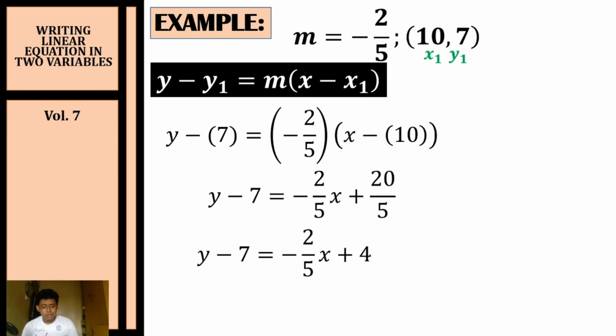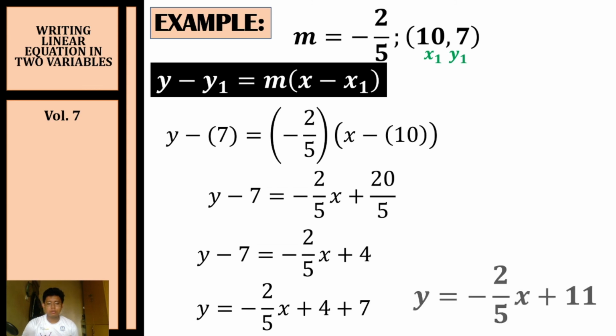Now, let's transfer negative 7 to the other side of the equation. We will have y is equal to negative 2/5 x plus 4 plus 7. Combining like terms, we will have our equation of the line, which is y is equal to negative 2/5x plus 11.